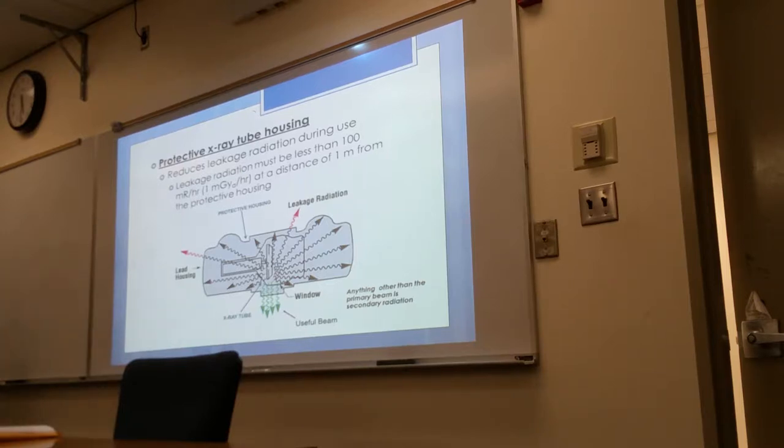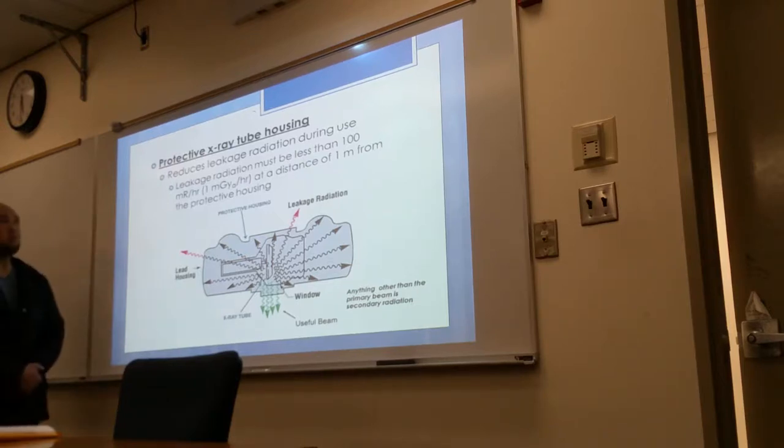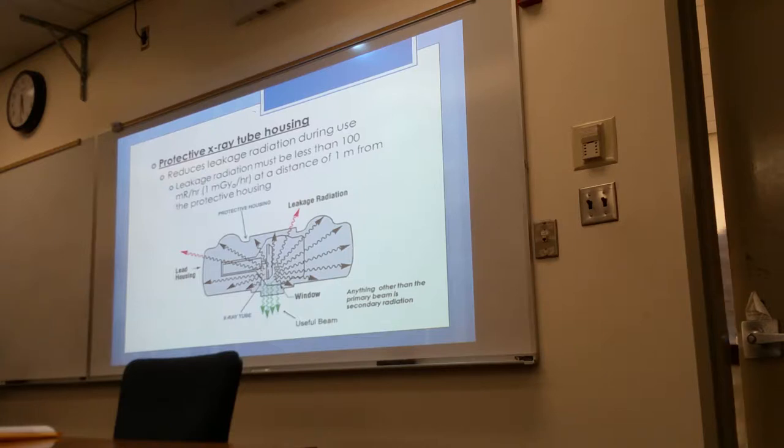Okay? We're talking about exposure rates, okay, so milliroentgens at a distance of 1 meter from the protective housing. Now, you guys remember your units, right? Okay, rads. Rads and grays refers to absorbed dose. That is the object or the subject being irradiated. Okay. Rems and sieverts refers to what? Applies to what? Occupational exposure, okay, very good.